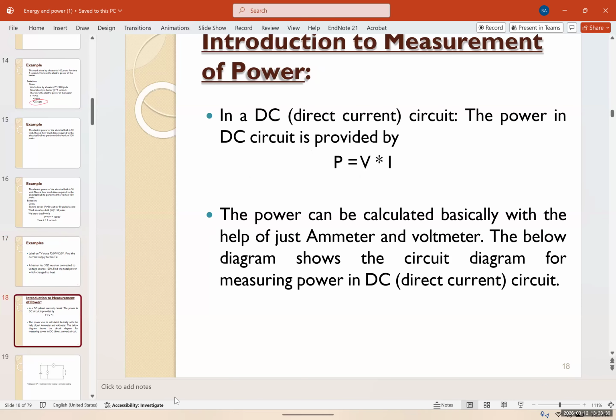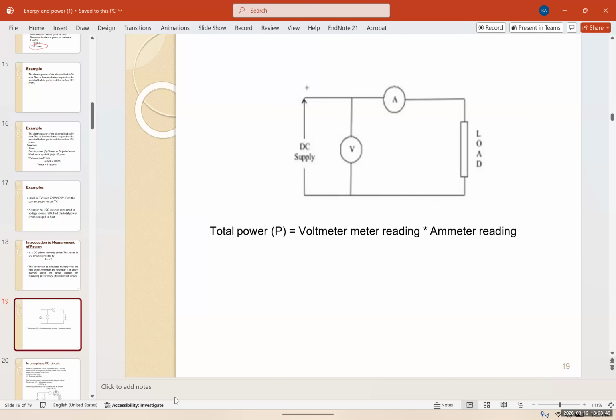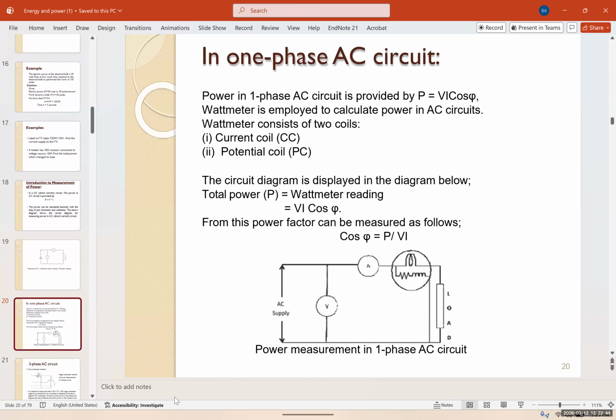Now, we have already done the power measurements in DC, direct current. The power is P equal to VI, and total power is going to be the voltmeter's reading times the ammeter's reading if we have an ideal situation.